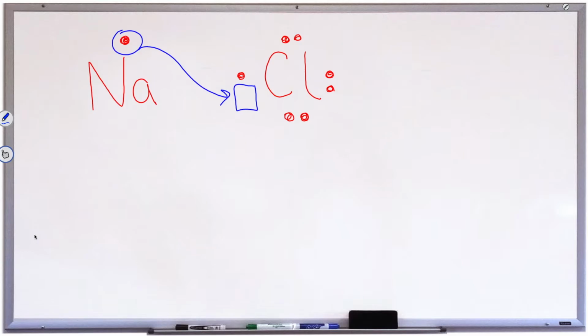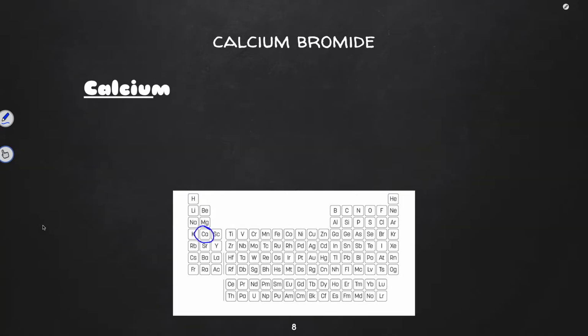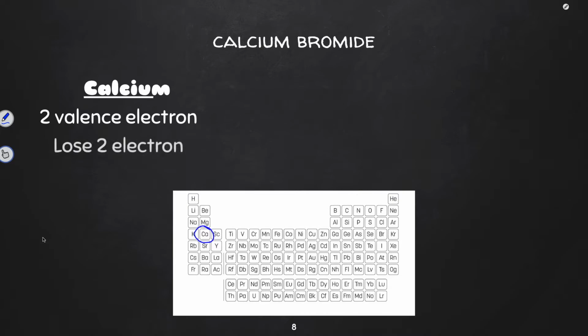So we would write the chemical formula as NaCl. Let's try another one. Let's try calcium bromide. Calcium is found in the second column of the periodic table. We know that calcium has 2 valence electrons. Is it going to be easier for calcium to lose 2 valence electrons or to gain 6? It's going to lose 2 valence electrons.